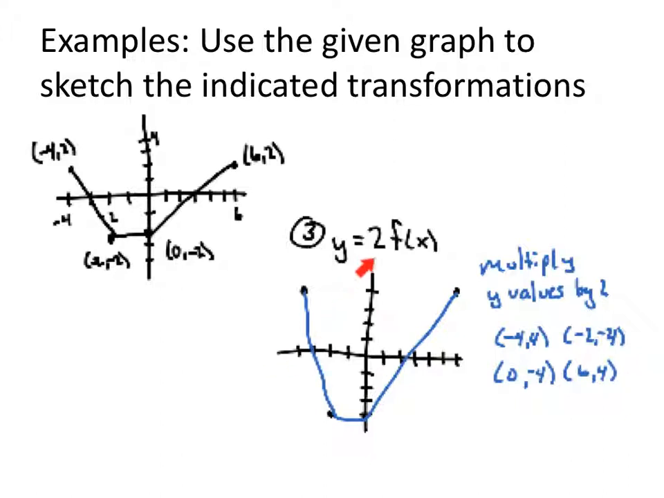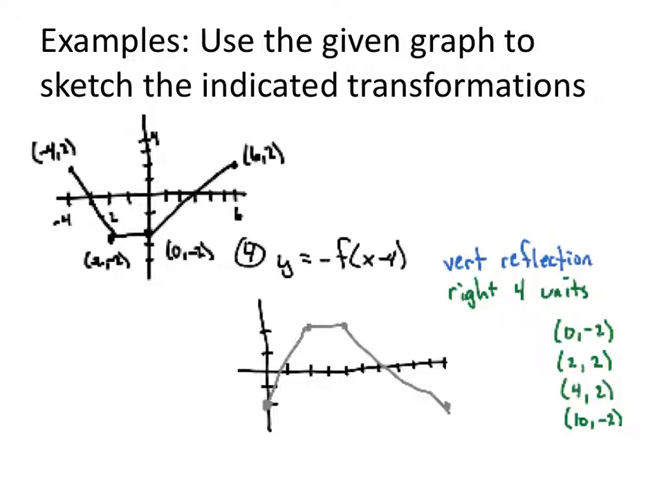Number 3, y equals 2 times f of x. The 2 is on the outside, so I'm going to stretch this graph vertically because it's on the outside. Once I do my operation to it, my function, then I'm going to multiply my y values by 2. And so that's all I do. Instead of the point -4, 2, I now have the point -4, 4. All the x values stay the same. All the y values get doubled. Double the y values.